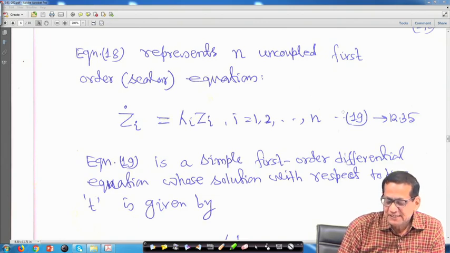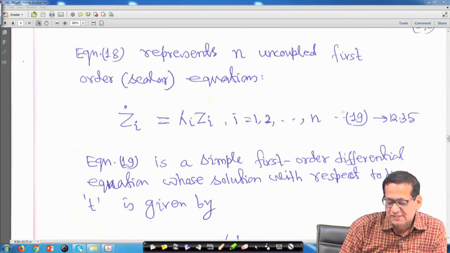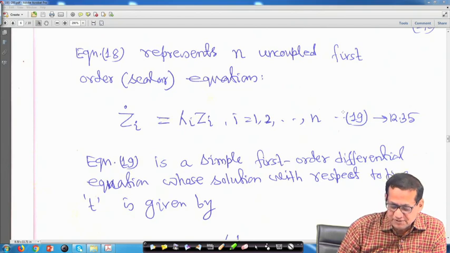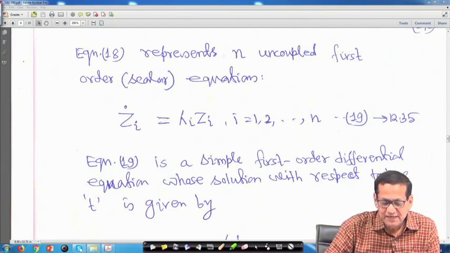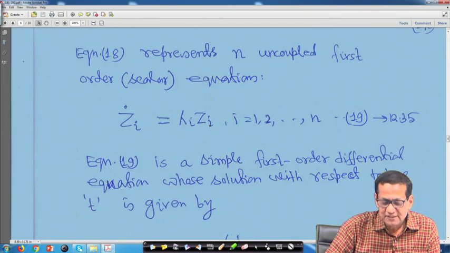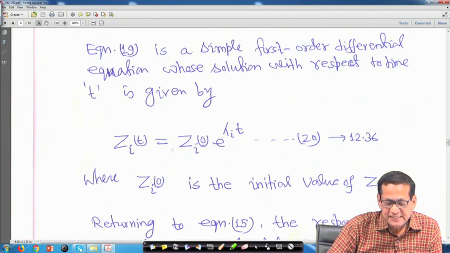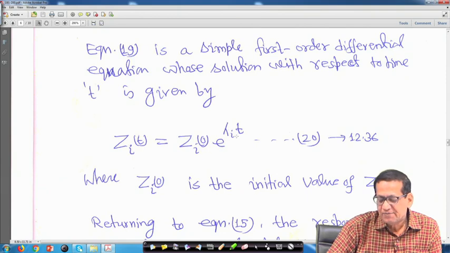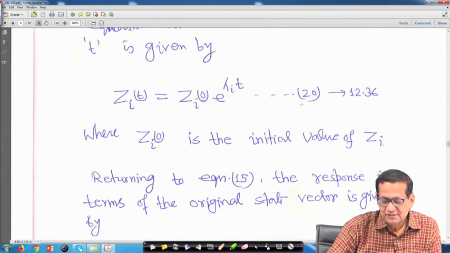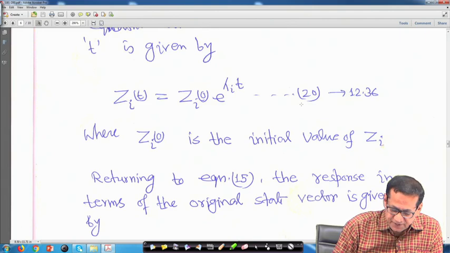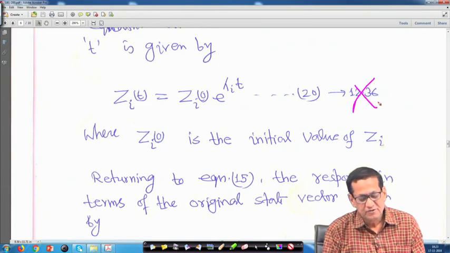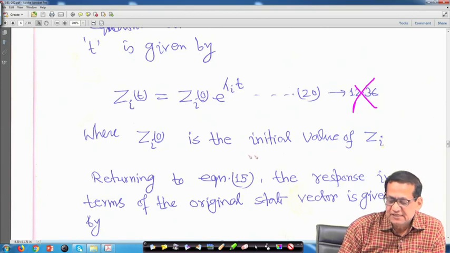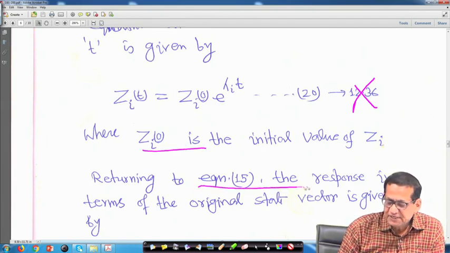Now, equation 19 is a simple first order differential equation whose solution with respect to time t is given by z i t is equal to z i 0 e to the power lambda i t. This is equation 20, where z i 0 is the initial value of z i.